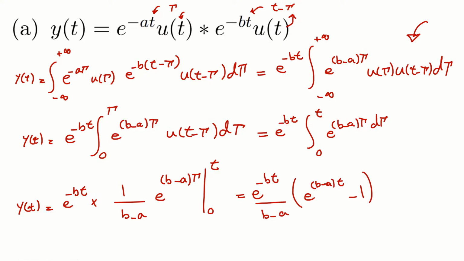So if I further simplify this, let me see, can we remove any part of this? Let me further simplify here. Instead of this item, I write it in this format: e to the power of b times t times e to the power of minus a times t. Okay, so we have e to the power of minus b times t divided by (b minus a), times e to the power of bt times e to the power of minus a t, minus 1.